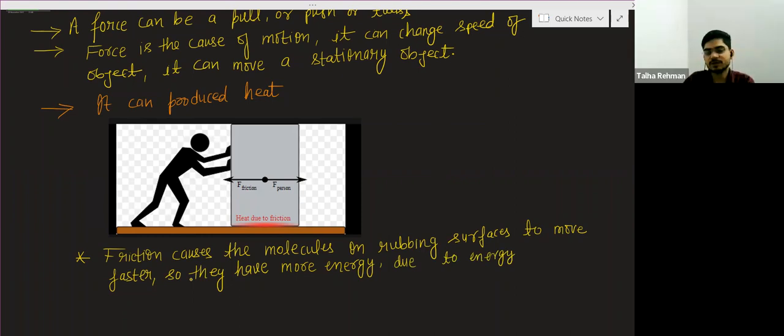For example, suppose here is fire. Here is a bottle of steel, not of plastic. At the bottom there is fire, and here is the steel bottle. In the steel bottle there is water. So due to the fire, you are supplying the heat, or you can say you are supplying the energy, to the water.